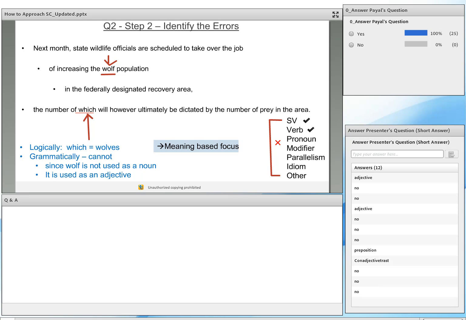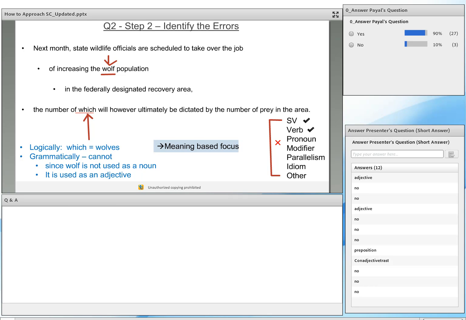Okay, good. Now, before moving on to the answer choices, I want to take up these questions here in the Q&A pod. So, which refers to wolf population, we went with that. Okay, so I have this question, which can refer to a noun. So, in this case, we can detect a pronoun error here since which can refer to recovery area. Okay, now, which cannot refer to a recovery area. Again, thank you so much for putting that question up.